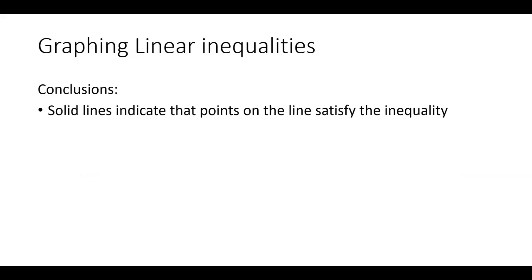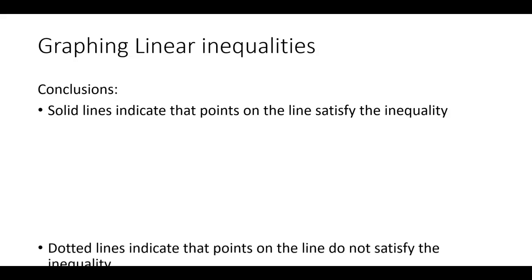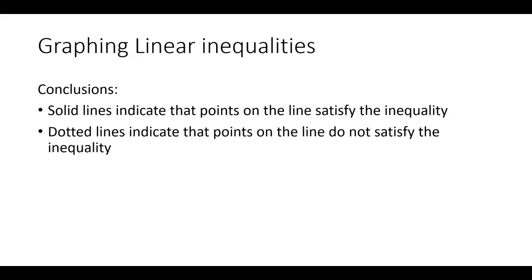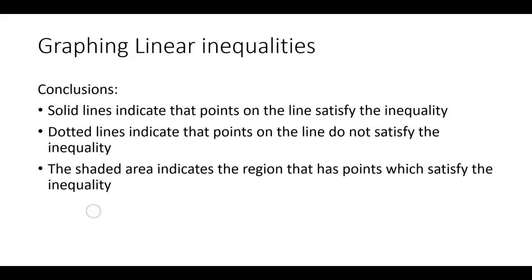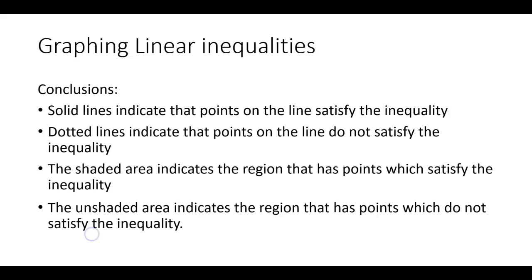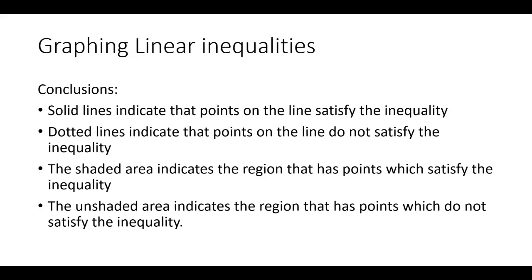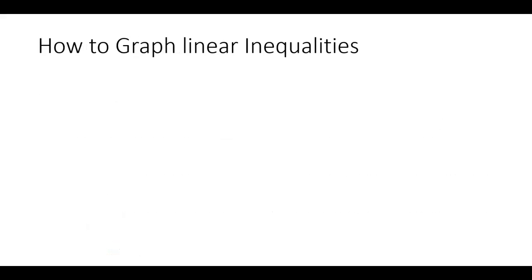Conclusions. Solid lines show us that points on the line work. So if you have a solid line, that means it's good. We also see that dotted lines indicate that points on the line don't work. We see that shaded areas tell us which points satisfy the inequality. So wherever it's shaded, that tells us which ones work. The unshaded areas, the part I didn't shade, would mean those points don't work. So these are some of our conclusions that we've come to here. So here's the summary of it.